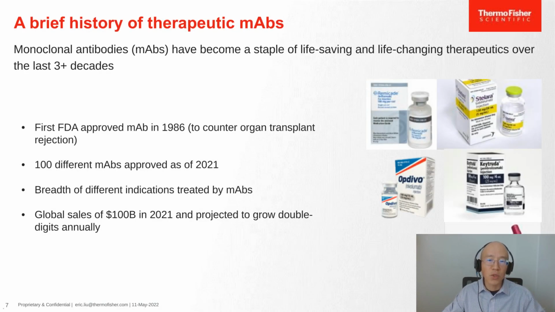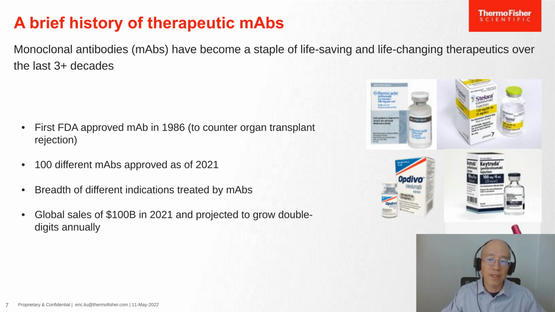Since the FDA's initial approval of its first therapeutic monoclonal antibody back in 1986 to treat organ transplant rejection, the number of mAbs has exceeded 100 different approved molecules as of 2021, with multiple molecules undergoing regulatory review. While cancer remains the primary indication treated by monoclonal antibodies at nearly 50%, the breadth of indications has expanded to include neurological diseases, genetic diseases, and infectious diseases like SARS-CoV-2, just to name a few.